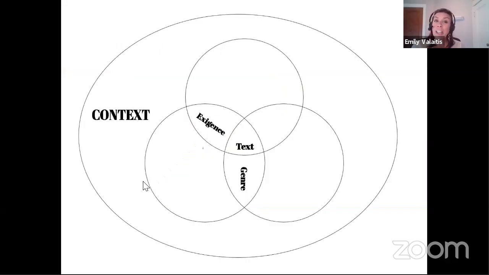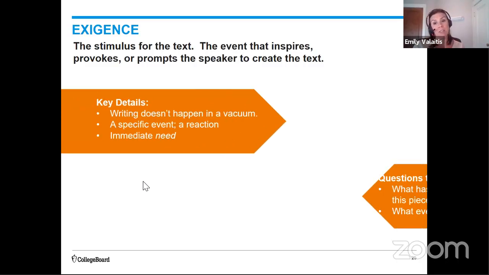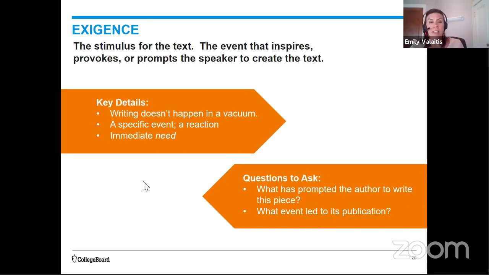All right, so the next thing we're going to look at is really close to context, and that's exigence. It's the reason that the writer is creating the piece. It's typically an event that's going to inspire, provoke, or prompt the writer to create the text. So it is similar to context. Context is what is happening, but the exigence says, here's why I feel compelled to write. It's what's prompting them, what's making them feel as though they don't have a choice.